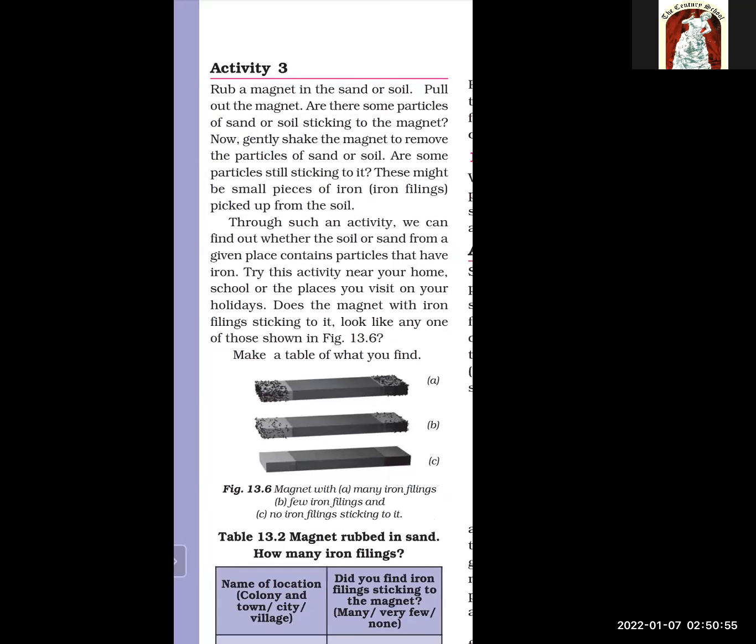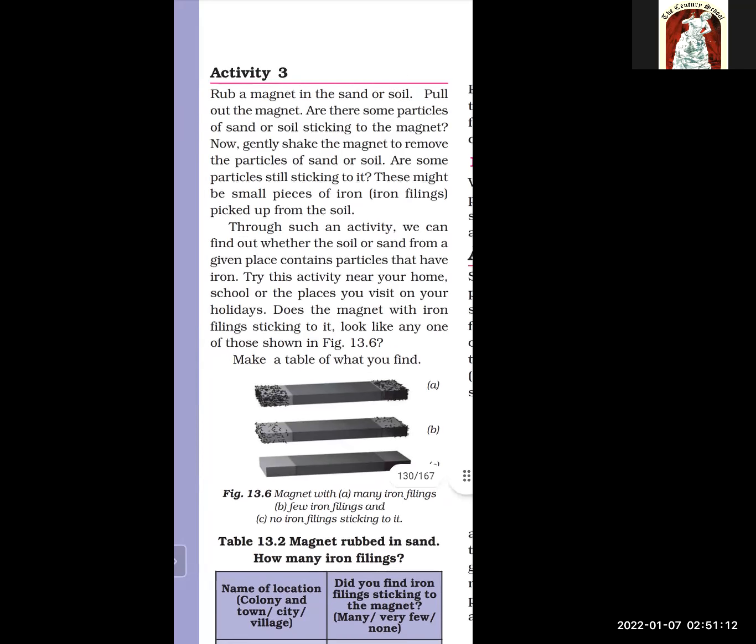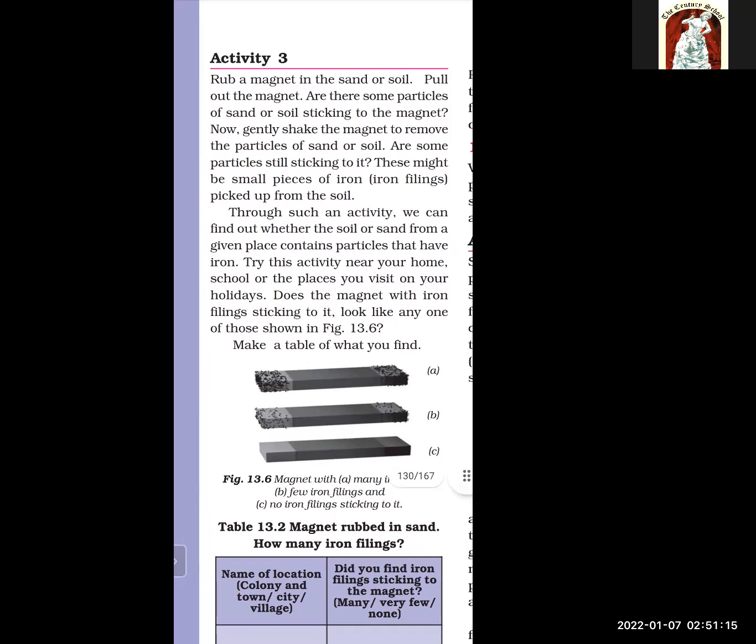Then some particles of iron will stick to this magnet. Through such an activity, we can find out whether the soil or sand from a given place contains particles, and these particles are of iron. And we can do this at home, at school, and where we go in the holidays.